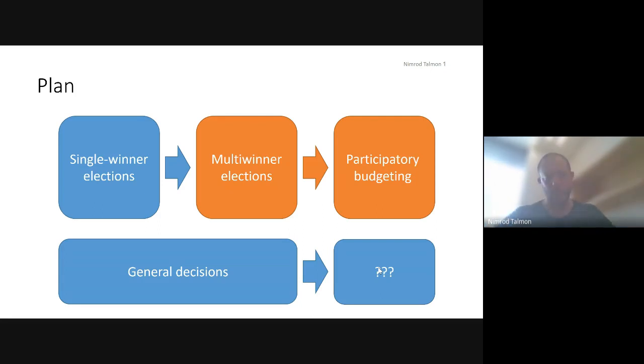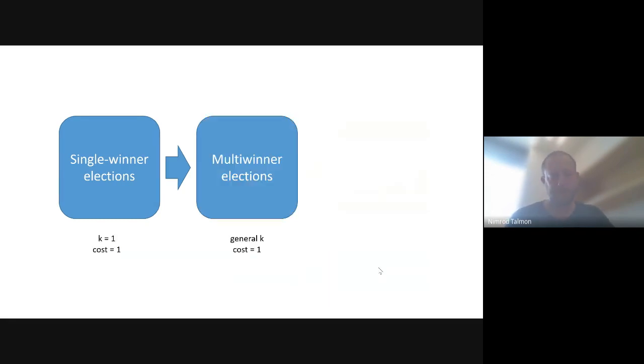The way I view the main branch of voting theory in computational social choice is that the simplest setting is single winner elections. Then there is the generalization to multi-winner elections, and this can be generalized further to participatory budgeting. Formally, in single winner elections, you select one winner. So K, the number of winners, is one, and the cost of each winner is one. You have a budget of one, and each candidate costs one, so you select one candidate, like when you select a president.